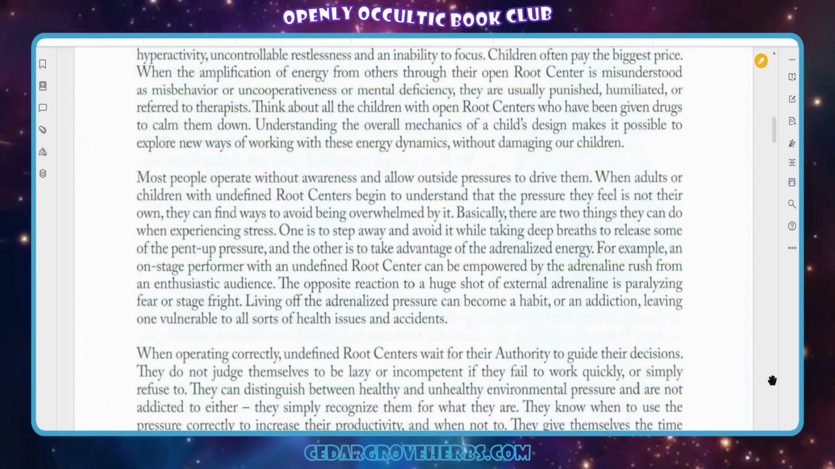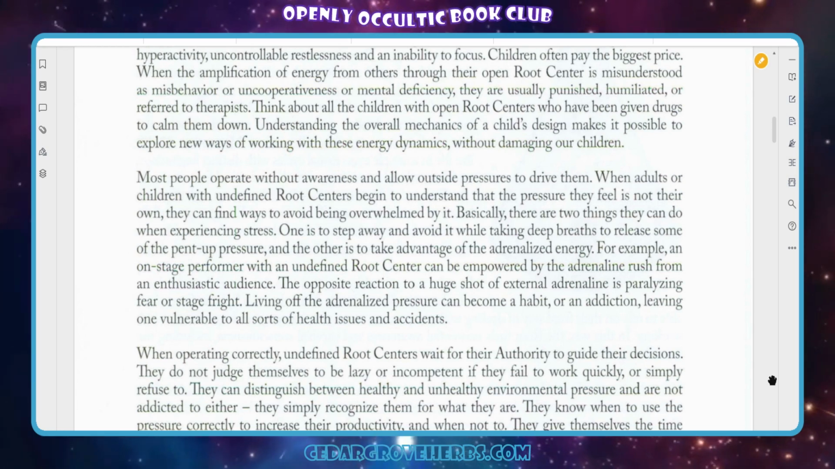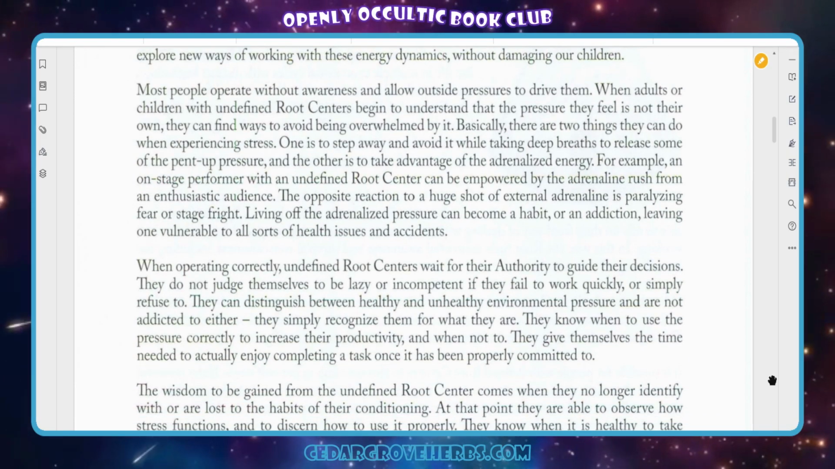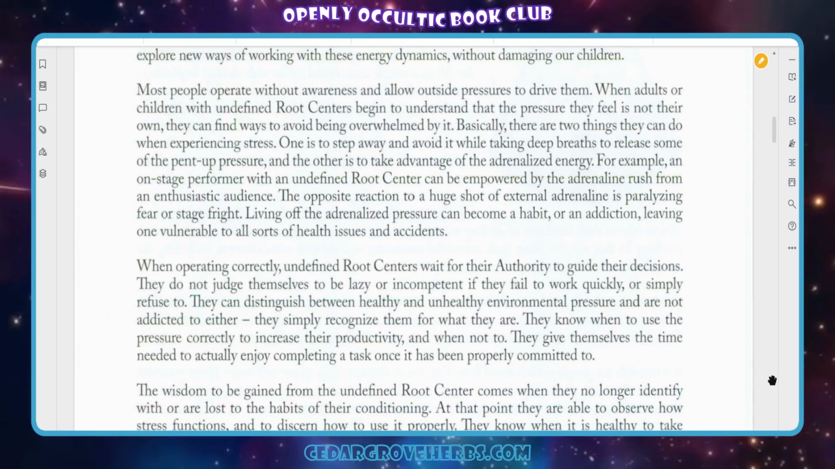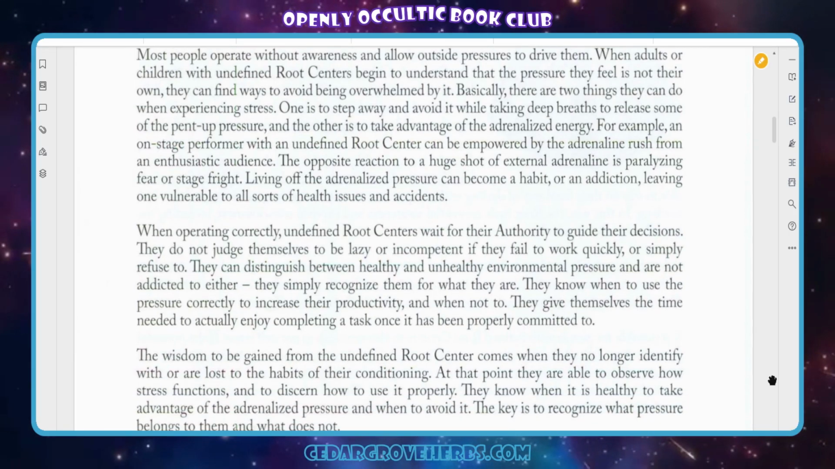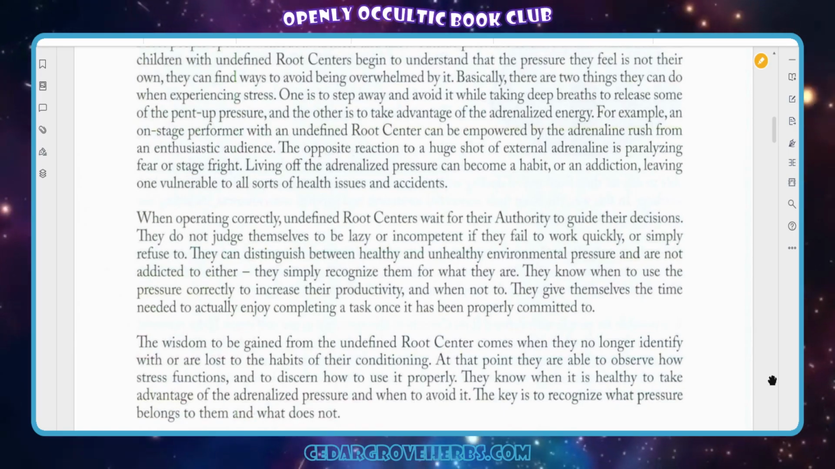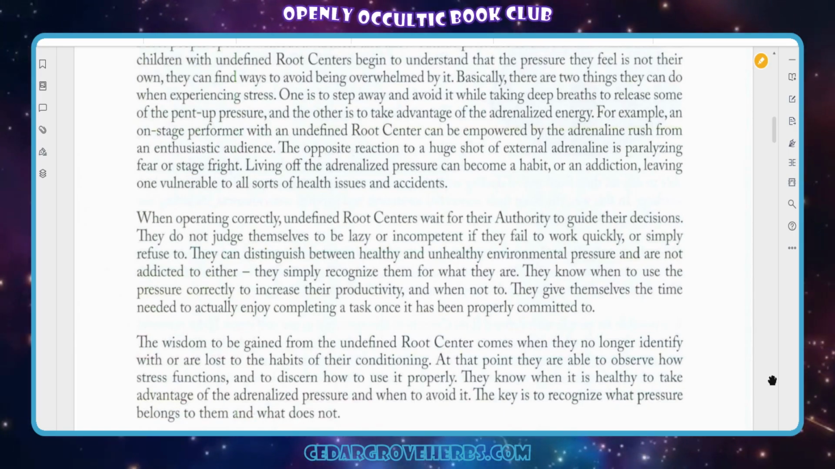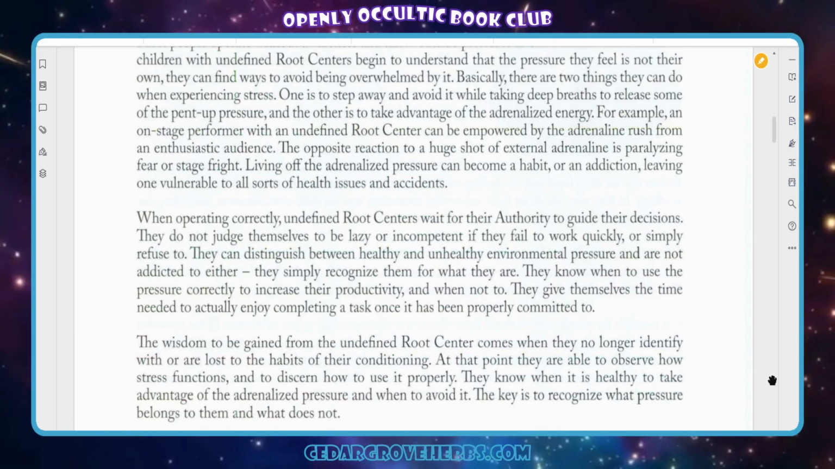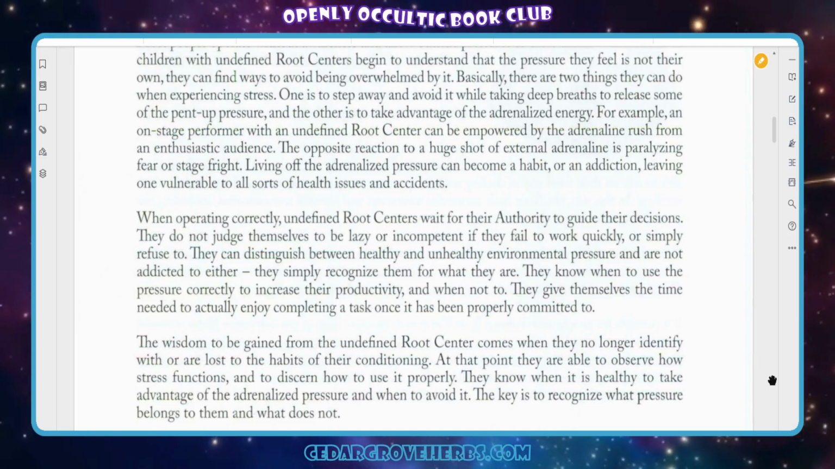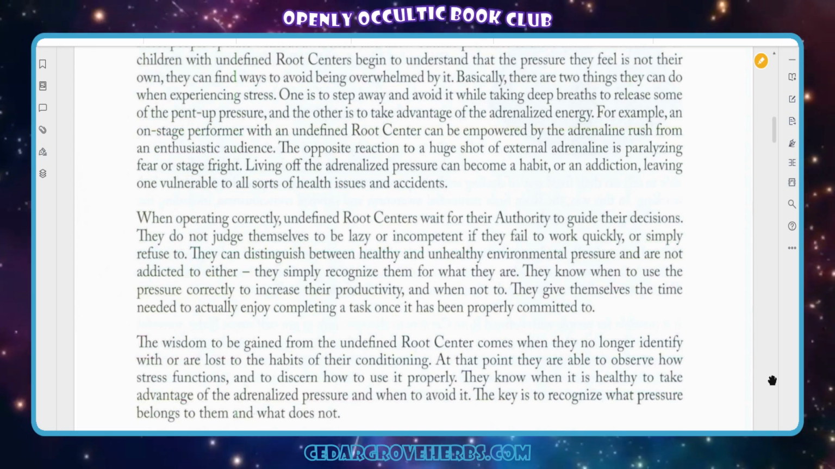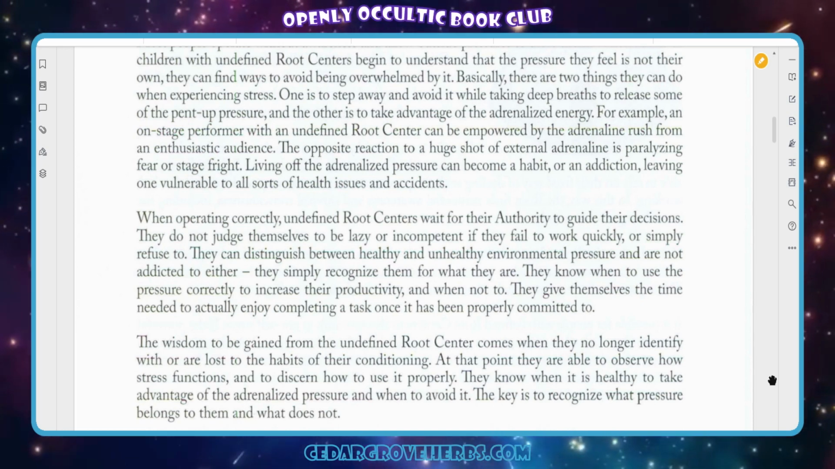Living off the adrenalized pressure can become a habit or an addiction, leaving one vulnerable to all sorts of health issues and accidents. When operating correctly, undefined root centers wait for their authority to guide their decisions. They do not judge themselves to be lazy or incompetent if they fail to work quickly or simply refuse to. They can distinguish between healthy and unhealthy environmental pressure and are not addicted to either. They simply recognize them for what they are, right?